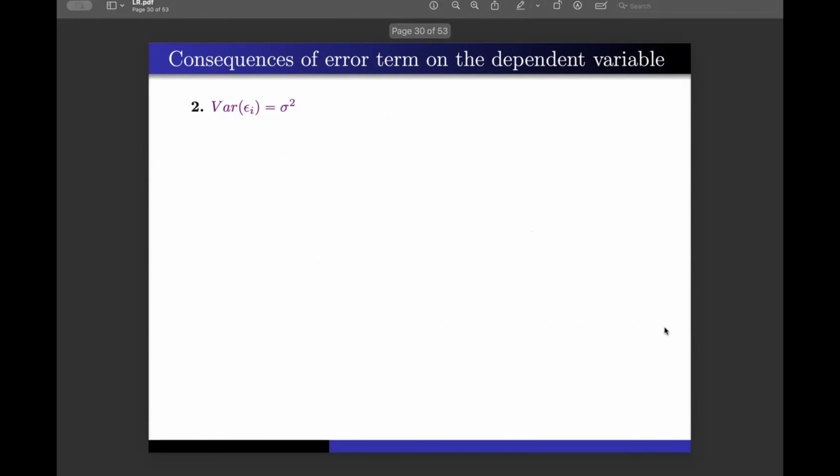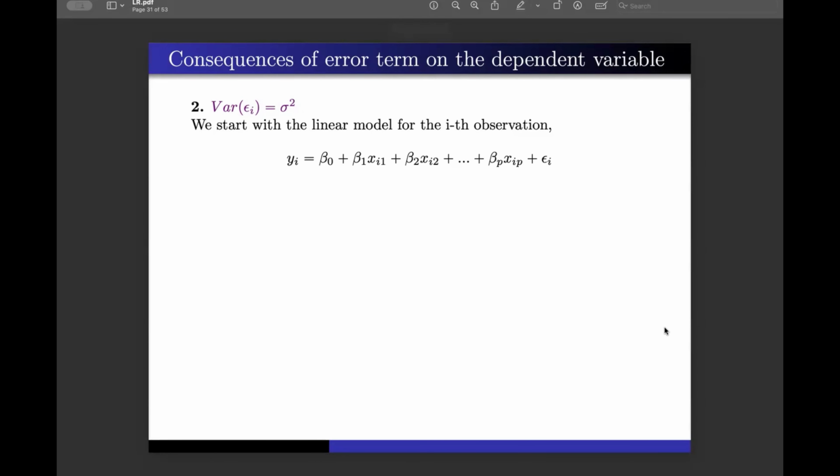The second assumption we have on the error term is that the variance of ei is equal to sigma square. Let's see what consequence it would have on the dependent variable. For any specific ith observation, we have this linear model equation. We take variance on both sides. On the left hand side, we have the variance of yi. On the right hand side, we have the variance of beta naught plus beta 1 xi1, so on and so forth till beta p xip plus ei.